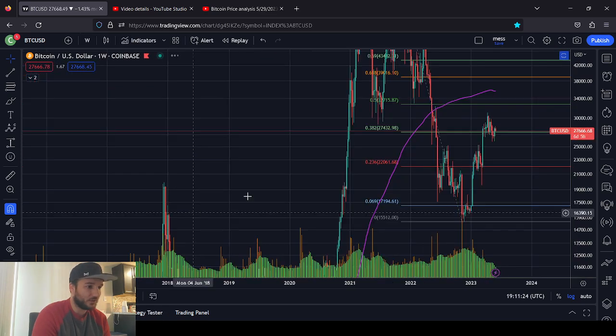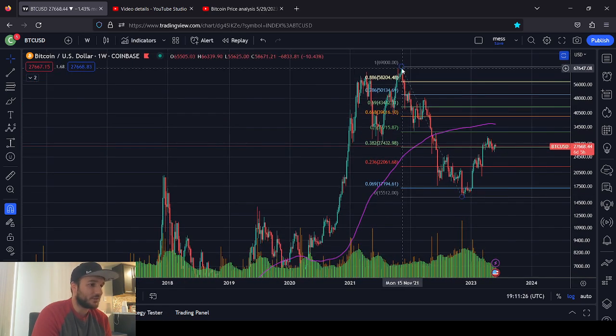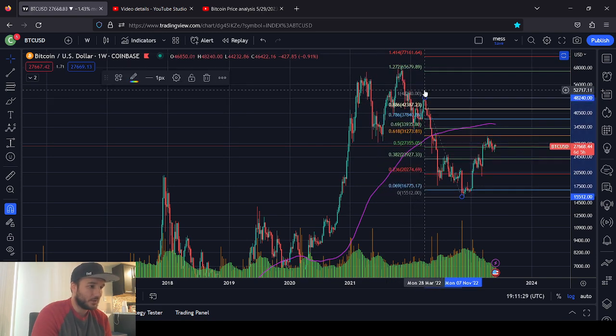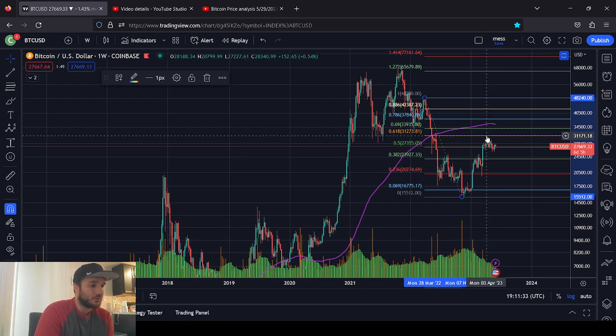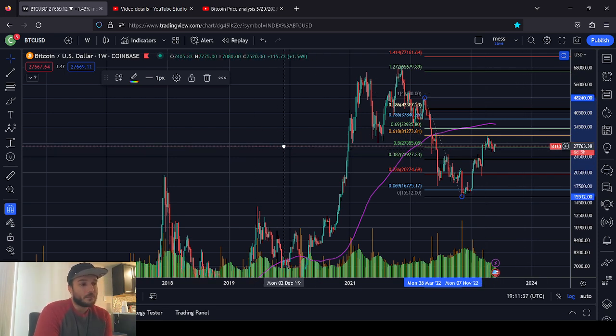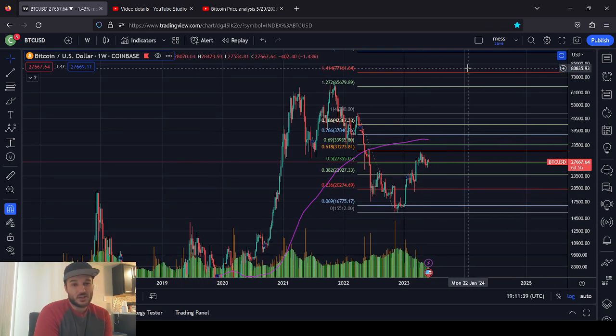I don't like this one. That's because it's from the top to the, yeah, I like this one more. When you see this kind of stuff, just because we rejected the 618 does not mean that it can't go above it. It does mean that our chances for an extension are lessened, at least in the immediate term. We would look more for a deep retracement here at the 786, which is at 38,000, to the 886, which is at 42.2 thousand.